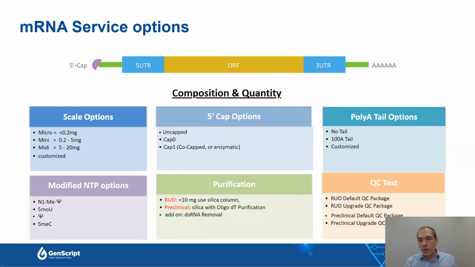We provide different purification levels for RUO. Usually we use silica purification with silica column. For our preclinical grade services, however, we use silica and then oligo-dT purification in tandem, so delivering very high quality product for preclinical work. We can also perform double-stranded RNA removal, and we can customize the QC packages. Depending on the grade of the product, RUO or preclinical grade, we can provide different packages that are always customizable based on your actual needs.